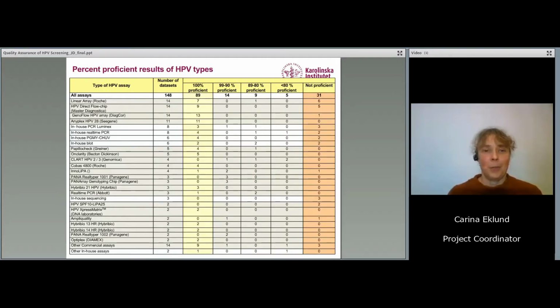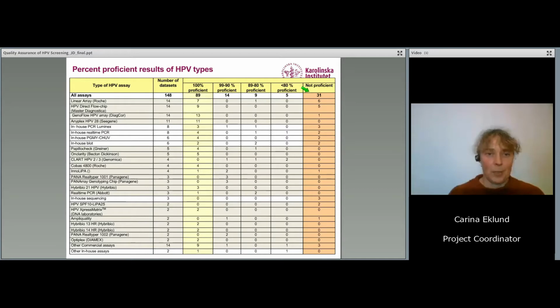This table shows a lot of information. The important thing here is to focus on the non-proficient tests. Non-proficient means that you have more than one false positive result. And as you can see, there were 31 assays reported to have more than 2 false positive results.